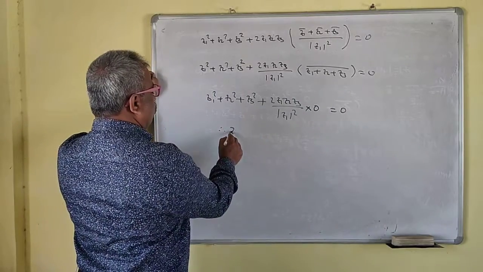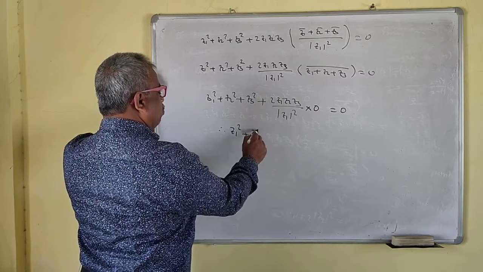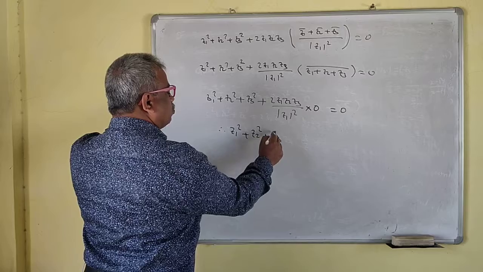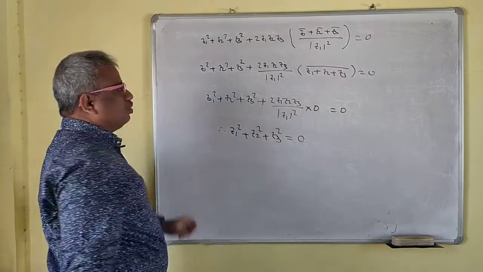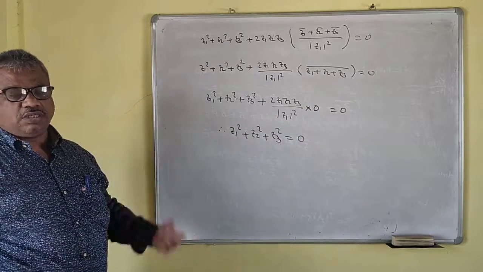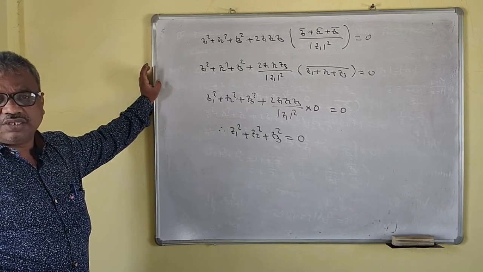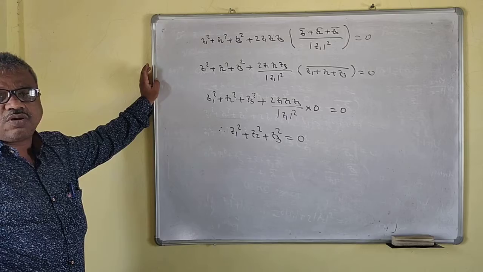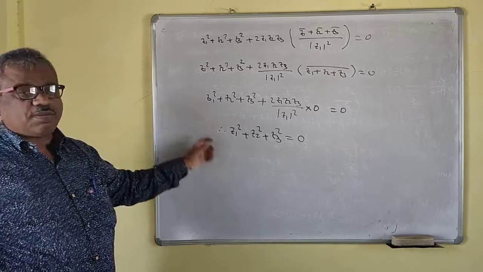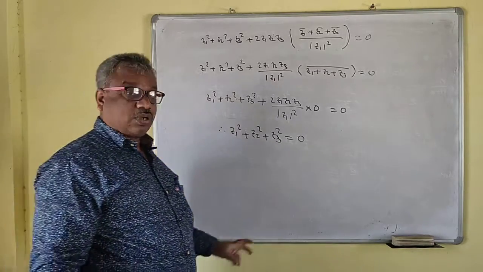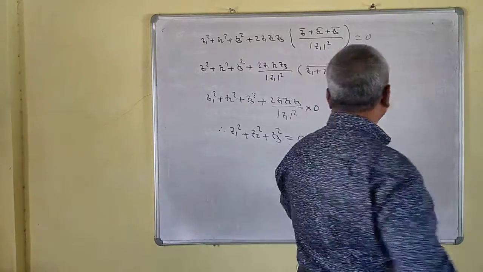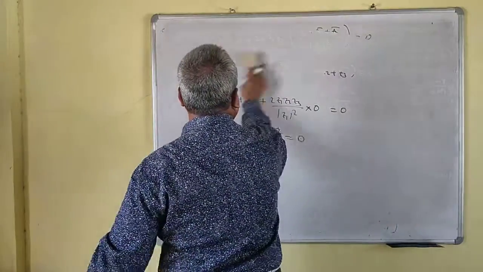So therefore, mod of z1 square plus z2 square plus z3 square is equal to 0. So the value of this is 0. That means, in the complex numbers, if z1 plus z2 plus z3 is 0 and the magnitudes of all these complex numbers are the same, then the sum of the squares is 0. So note this. For the objective, you should know this.